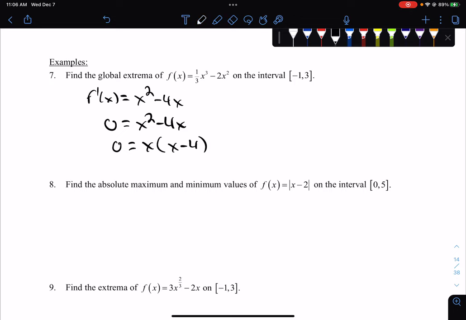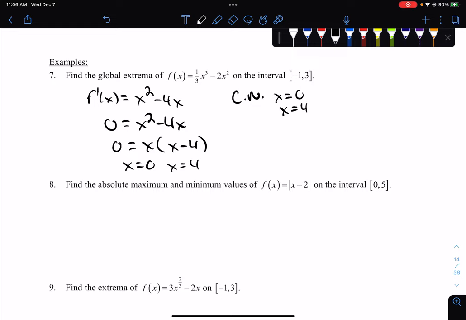That's just x minus 4. So this happens at x equals 0, and this happens at x equals 4. Those are called my critical numbers, x equals 0, x equals 4. This is where I could possibly have my absolute maximum and my absolute minimum. This is where those could happen.